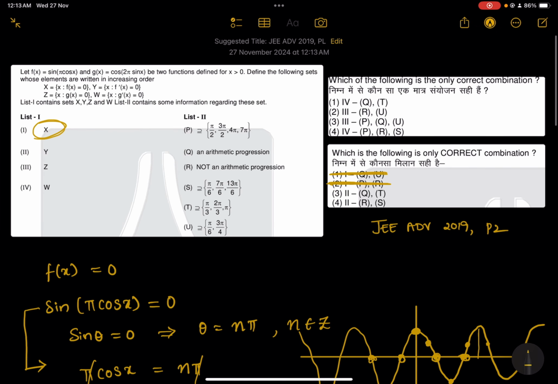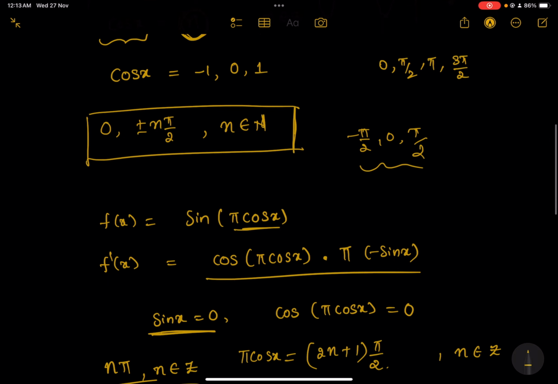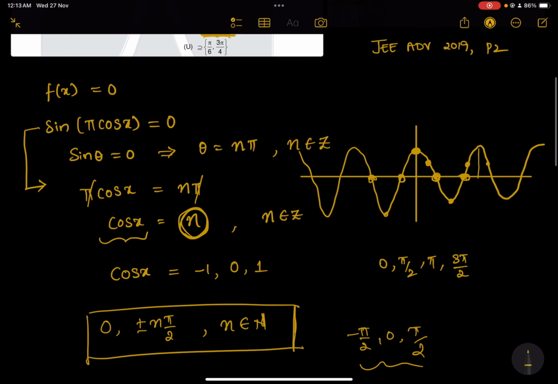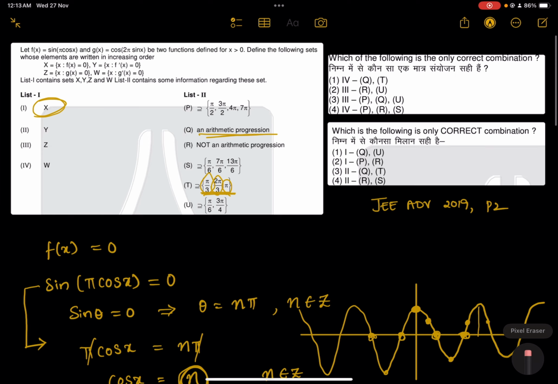If we go for option 2, they gave q and t. What is q? It is an arithmetic progression, t. So π/3, 2π/3 and π are there in the set y. So π/3, 2π/3 and π are there, and this is an arithmetic progression. So q and t is correct. So this third option is correct. If we check this option, it is r and s. R is not an arithmetic progression, but that is an arithmetic progression. So the answer to this question is q and t.